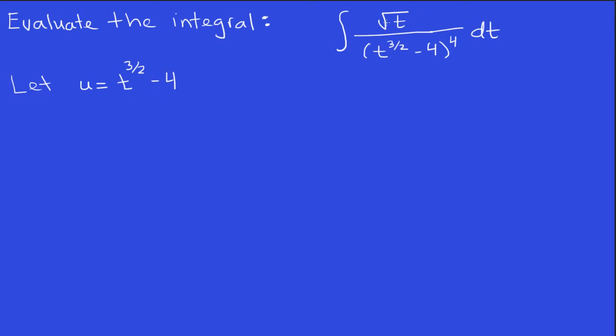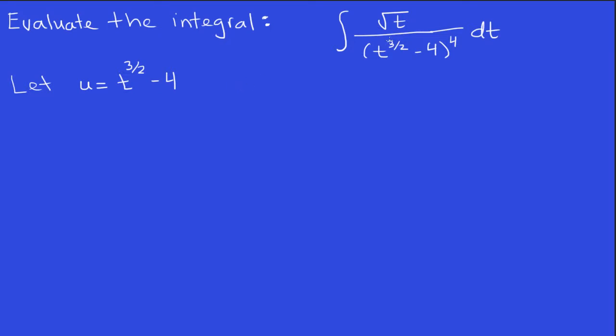And look, I have a t to the 1/2 right there. It doesn't have a 3/2 in front, but that doesn't matter. We can fix that. So the fact that when I take the derivative of what I let u be, the fact that it's somewhere else in the integral is a real clue that that is a good choice to proceed with.